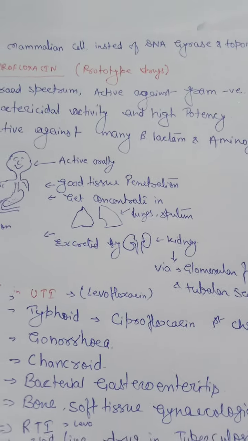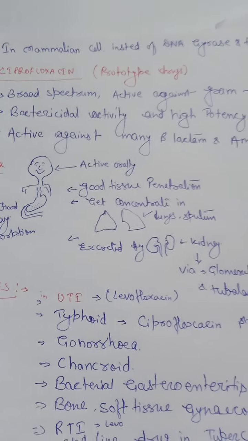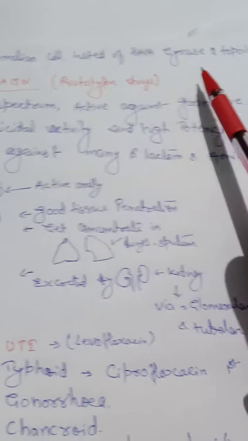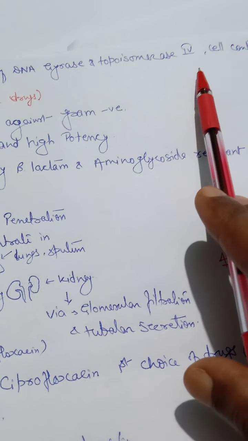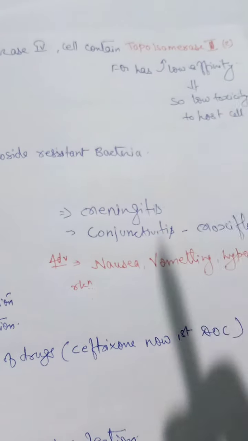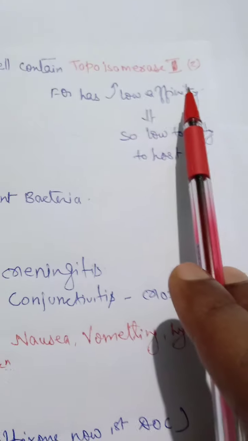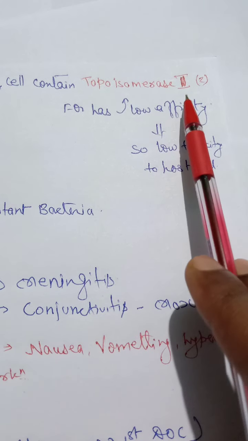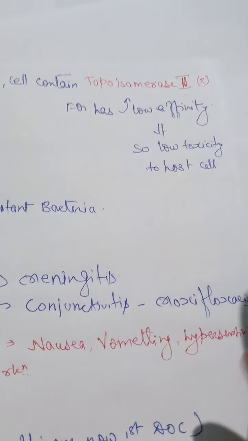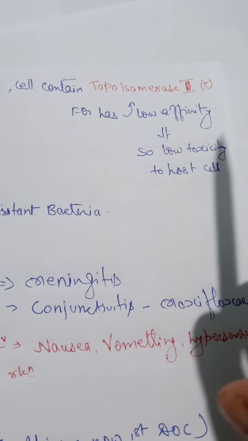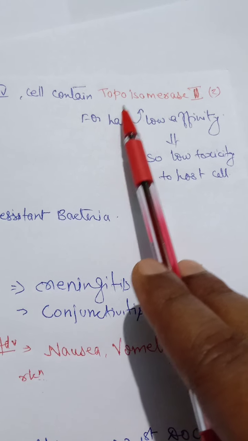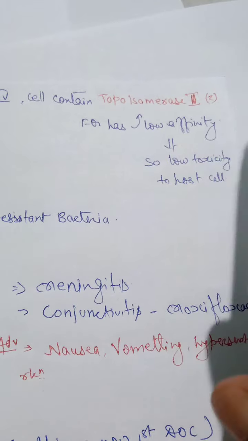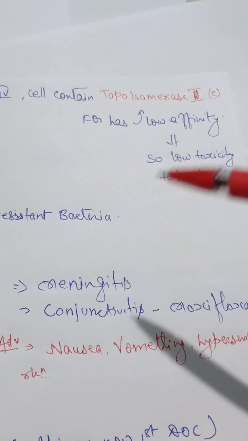Quinolone groups are broad spectrum drugs. What happens in mammalian cells? Instead of DNA gyrase and topoisomerase 4, as we have discussed, mammalian cells contain topoisomerase 2. In the bacteria, it was topoisomerase 4 and bacterial DNA gyrase. In mammalian cells, topoisomerase 2 is responsible for DNA replication.